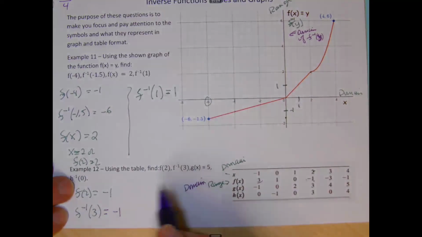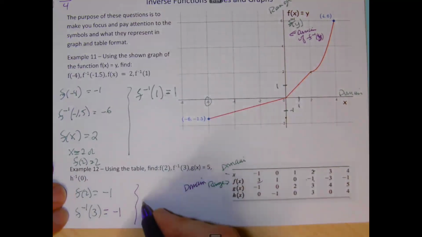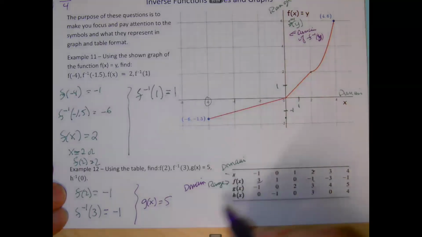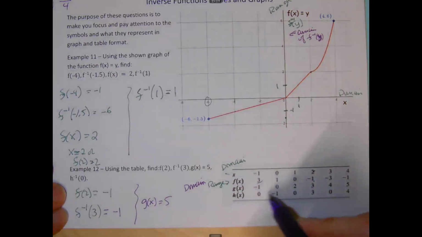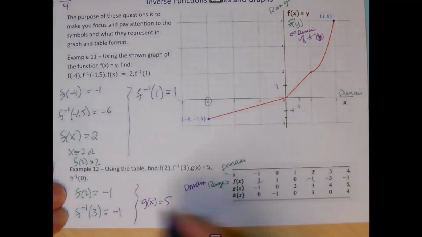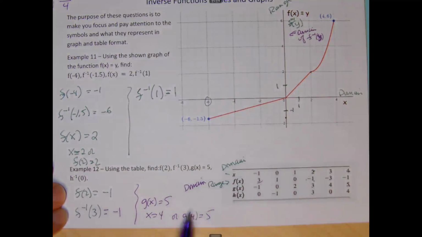What is g of 5? Okay, g of x equals 5. So again, this is the range of x. I need to come over here. 5. And what's the input? The input is 4. So x equals 4 is the input, or g of 4 equals 5. So all this is about keeping track of the symbols and how to read them.